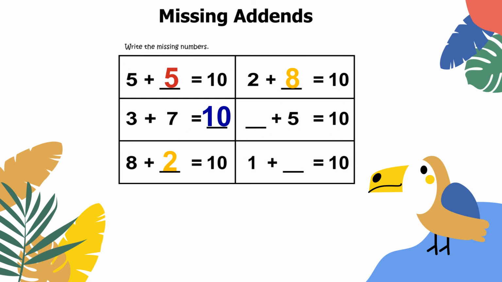What plus 5 equals 10? Hide 5 fingers and count the other. 1, 2, 3, 4, 5. So I have 5 fingers. 5 plus 5 equals 10. 1 plus what equals 10? Hide one finger and count the other. 1, 2, 3, 4, 5, 6, 7, 8, 9. So 1 plus 9 equals 10.